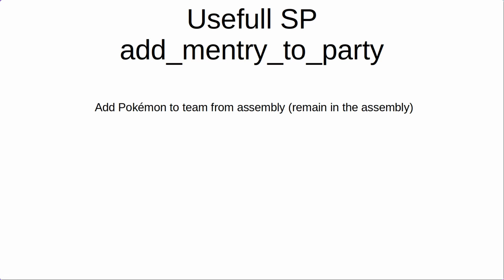After you initialize the team with the player, you need to add new members. This can be done with the add mentry to party. The first argument is the ID of the Pokémon in the assembly. Remember that the party can have only up to 4 members, player included.